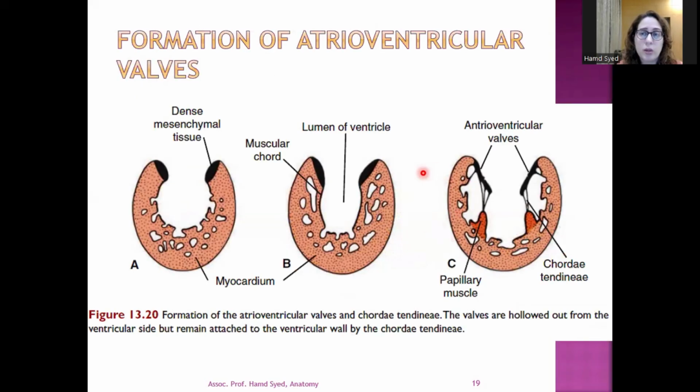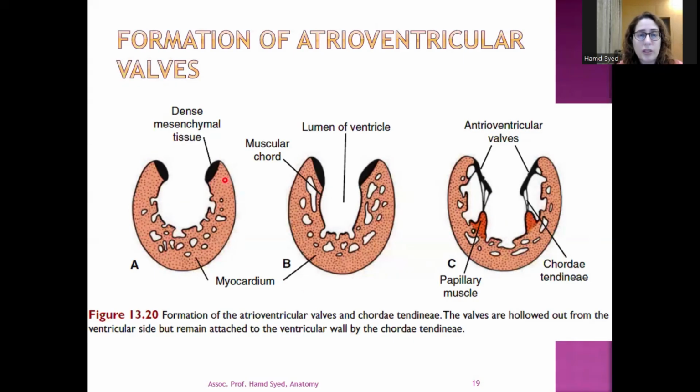Now, also another event which is going to take place is the formation of the atrioventricular valves. Now, you know, these are the bicuspid and tricuspid valves, and here are the series of events which are involved in the formation of these valves.